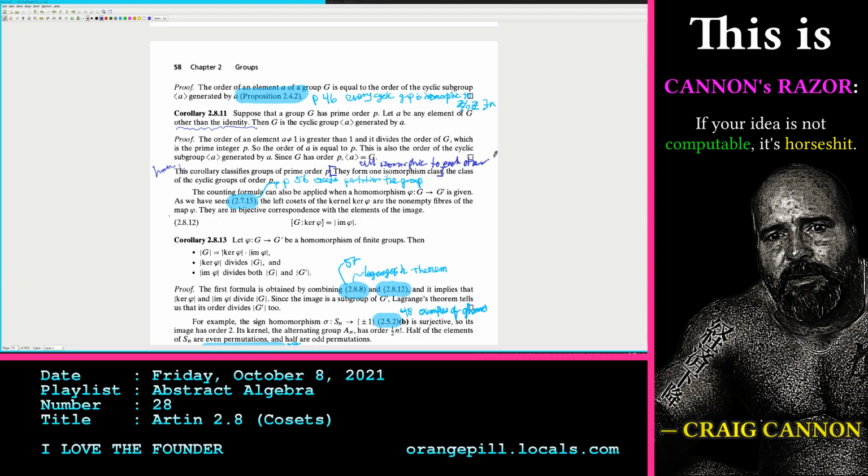Let's think about this. The counting formula can also be applied when a homomorphism is given.